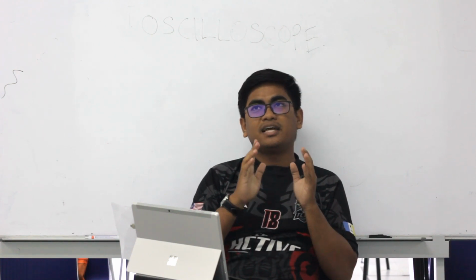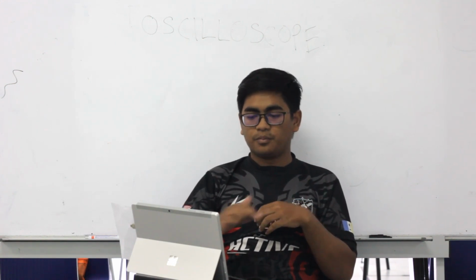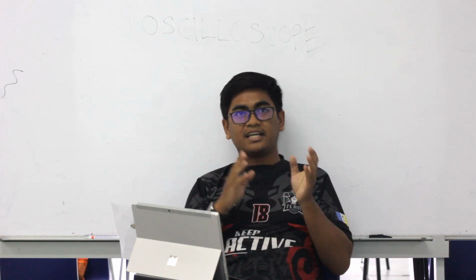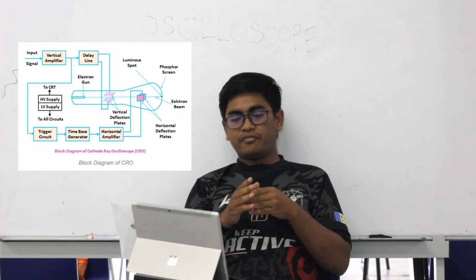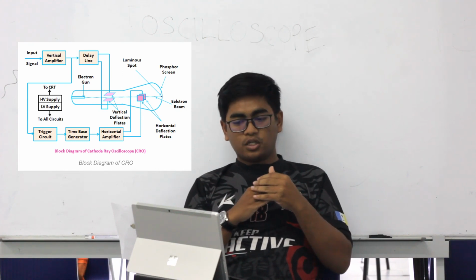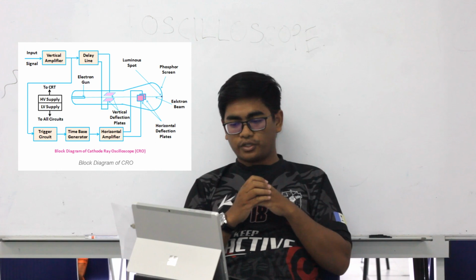One of the types of oscilloscope is CRO. CRO is cathode ray oscilloscope. So I will explain about the basic operation of CRO. CRO depends on the movement of an electron beam, which is bombarded on the screen coated with a fluorescent material to produce a visible spot.